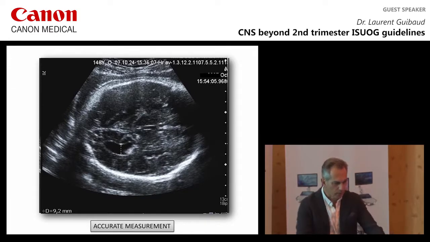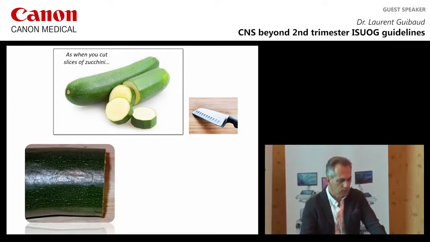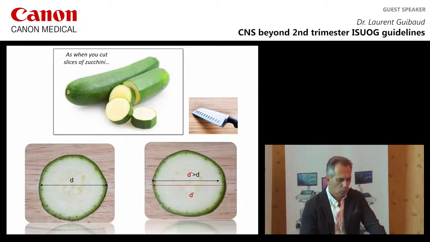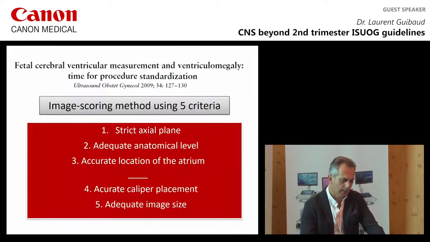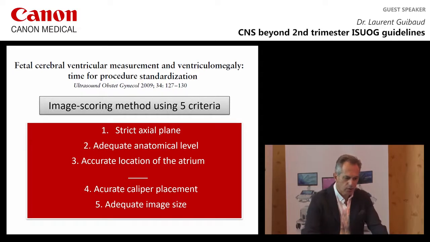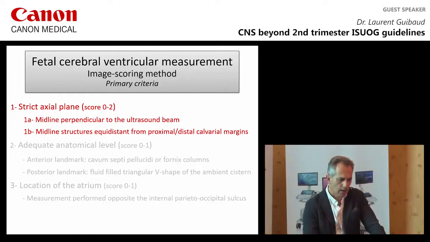And I will say that 1/3 of the ventriculomegaly referred in our lab for mild or minor ventriculomegaly are false positive ventriculomegaly. It's as when you cut a slice of zucchini. If you are orthogonal to the zucchini, you get this slice. And if you are off-axial, you get this second slice, and you see that the caliber of the first one is less than the second one. So, because of that, we published in 2009 an imaging scoring method using 5 criteria. And we'll go over these criteria.